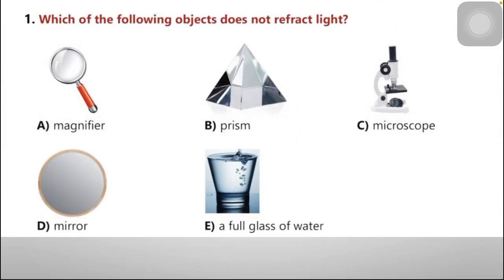Question number 1. Which of the following objects does not refract light? Options are given below. A. Magnifier. B. Prism. C. Microscope. D. Mirror. E. A full glass of water.